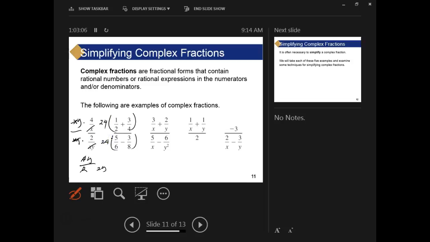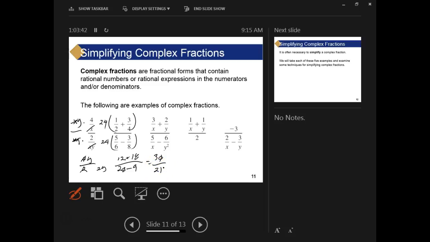Least common denominator. Okay, what this gives you, 2 will go into 24 12 times, plus 4 will go into 24 6 times. 6 times 3 is 18. Divided by 6 will go into 24 4 times. 4 times 5 is 20. And 8 will go into 24 3 times, but you got a minus sign there. 3 times 3 is 9. So this gives you 30 over 21.